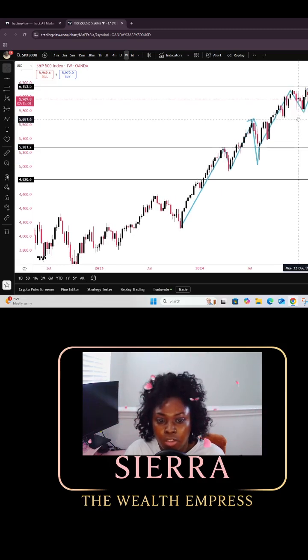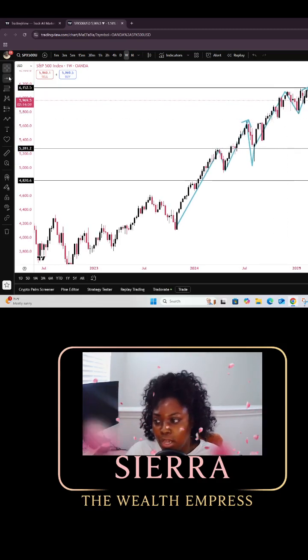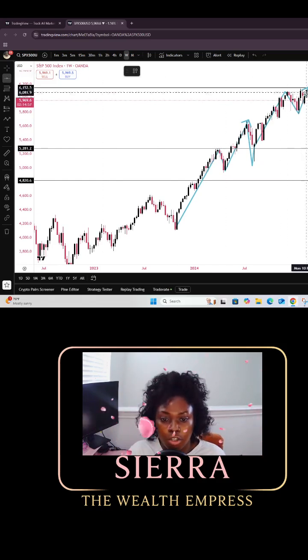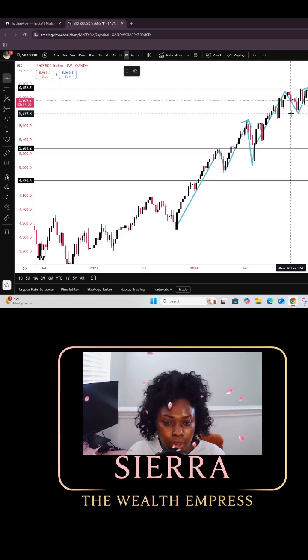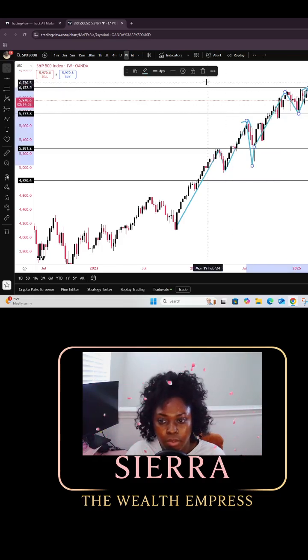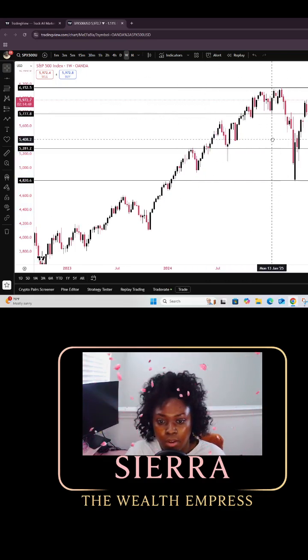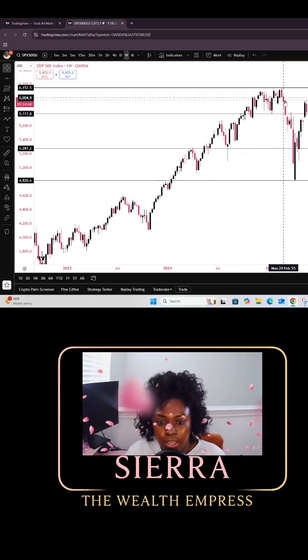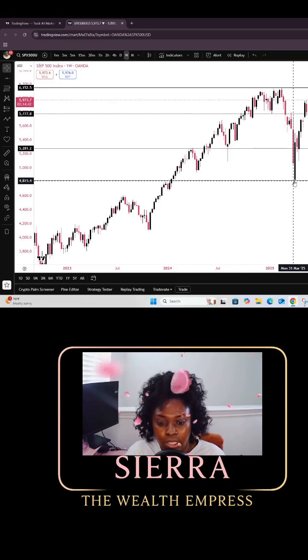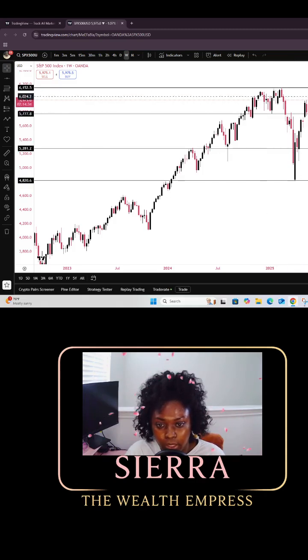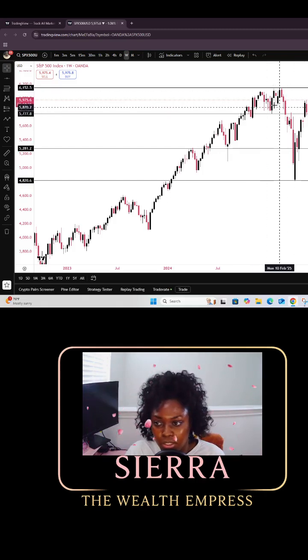Okay. So now my most relevant structure point would be here, just because it's closest to price. All right. And as you can see, price bought up, then came all the way back and retested that monthly structure that it broke. Okay. And now it's pushing back up. So this is the zone that I'm really paying attention to right now, because this is current price.